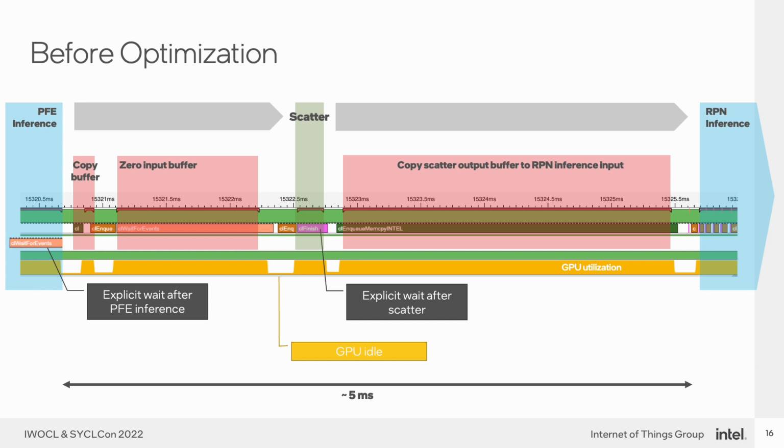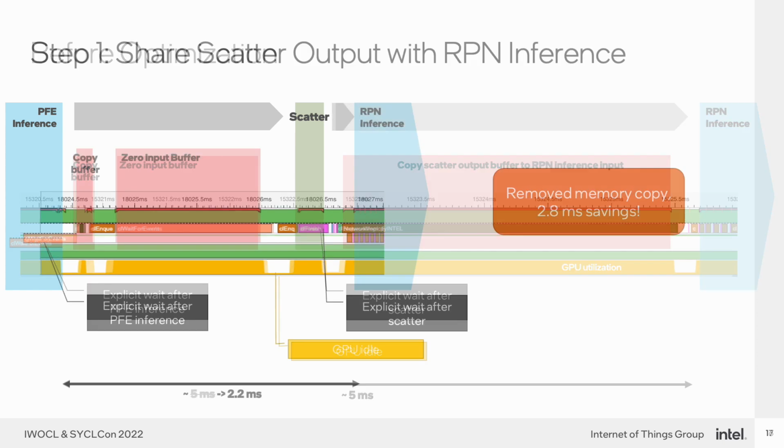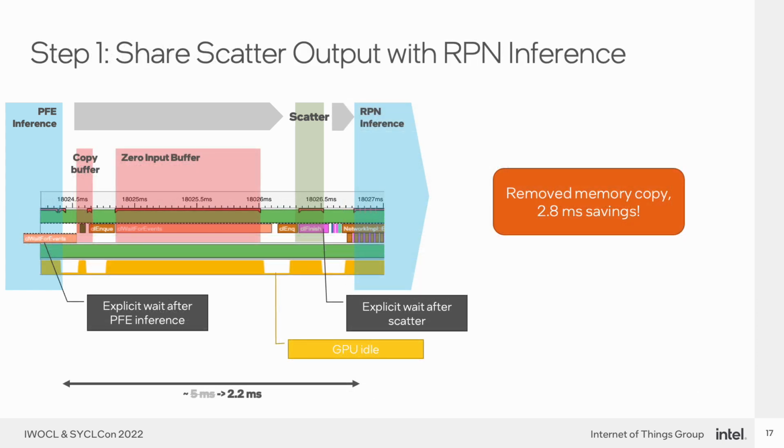So here's the picture again before the optimization, with a huge red copy block on the right. And here's the picture after, as measured again with our profiler. As you can tell, the memory copy is gone and giving us 2.8 milliseconds of savings. Great! So let's continue.